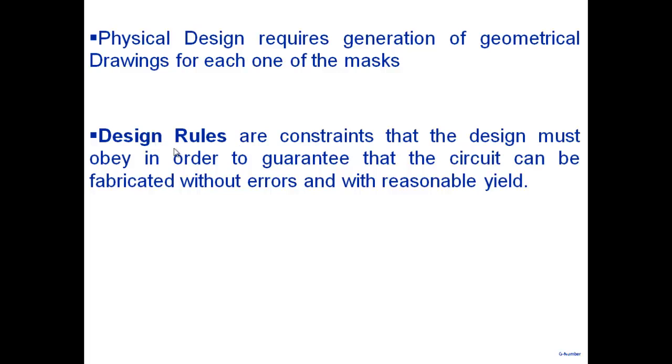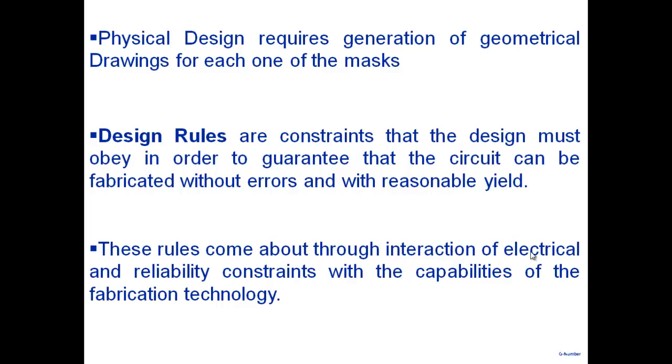So there are a certain set of rules which we call design rules. The aim of these design rules is that if you obey them, the foundry guarantees that whatever your design is can be fabricated with reasonable yield and without errors. If you violate those rules, there's no guarantee. Some transistors may end up not working. Based on experience and on the kind of limitations of the processing, a set of rules have been crafted so that your design becomes manufacturable. These design rules come through an interaction of electrical considerations, reliability considerations, and limitations of the fabrication process, which all come together to define the rules that you have to obey.